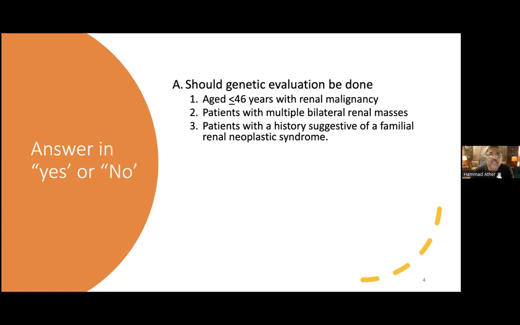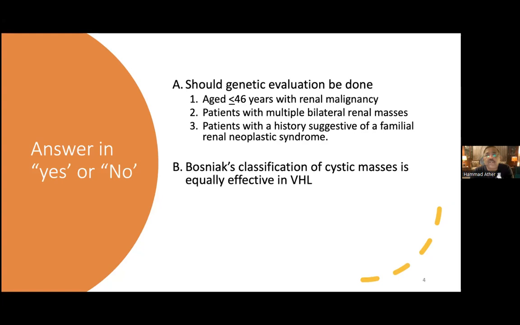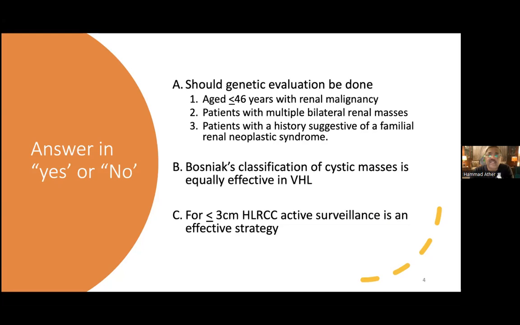The second question is, is the Bosniak classification of cystic masses equally effective in von Hippel-Lindau disease? And the third question is, is the 3 centimeter cutoff, which is frequently used in young adults as a cutoff for surveillance versus active treatment, applicable to hereditary leiomyomatosis renal cell carcinoma, or HLRCC?